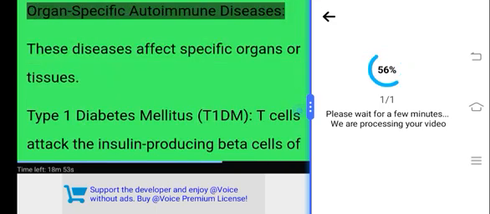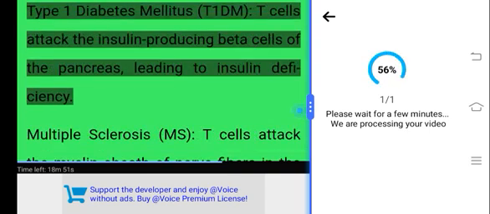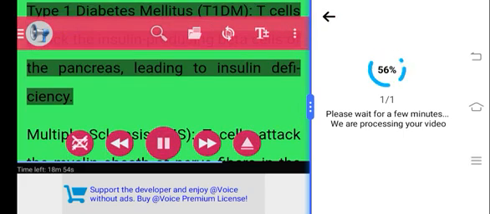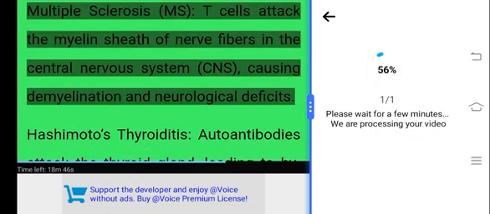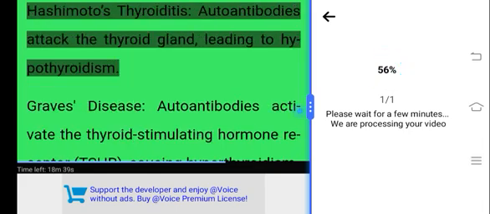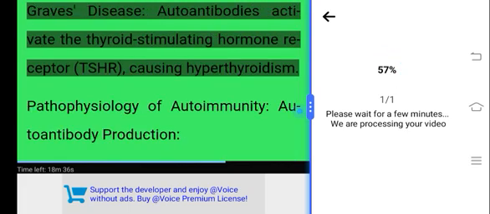Organ-specific autoimmune diseases. These diseases affect specific organs or tissues. Type 1 diabetes mellitus (T1DM): T cells attack the insulin-producing beta cells of the pancreas, leading to insulin deficiency. Multiple sclerosis (MS): T cells attack the myelin sheath of nerve fibers in the central nervous system (CNS), causing demyelination and neurological deficits. Hashimoto's thyroiditis: autoantibodies attack the thyroid gland, leading to hypothyroidism. Graves' disease: autoantibodies activate the thyroid-stimulating hormone receptor (TSHR), causing hyperthyroidism.